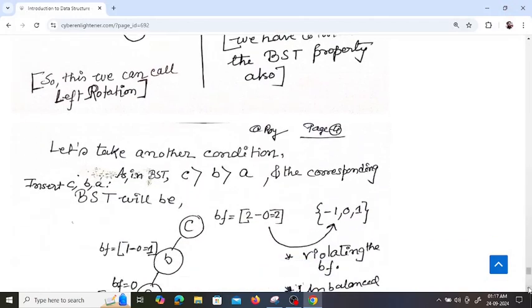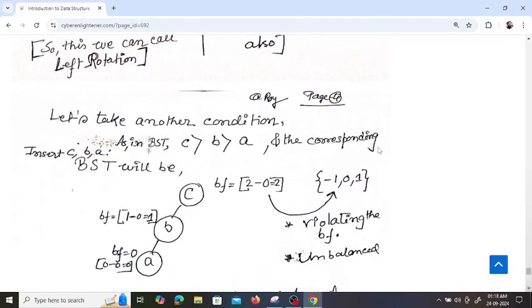Now let's say the scenario is something like this. C is the top node, and we insert in the order C, B, A. In this case you can see the balance factor of A is 0 because it doesn't have a left or right subtree. The balance factor of B is 1 because this is 1 and this is 0. So 1 minus 0 is 1 only.